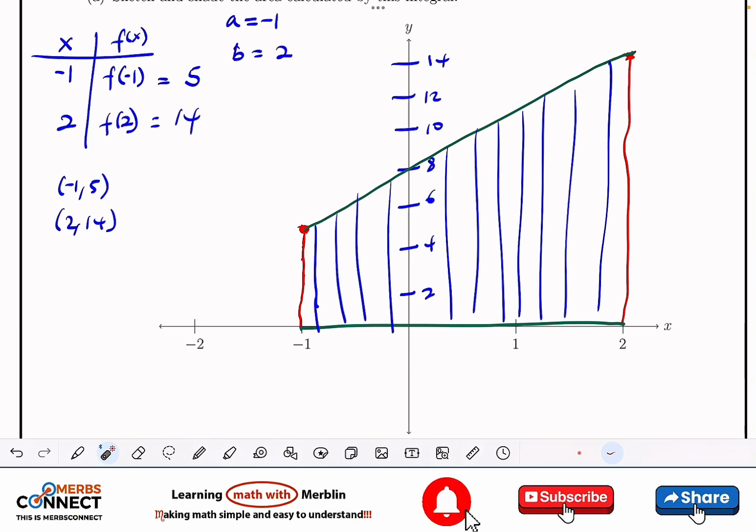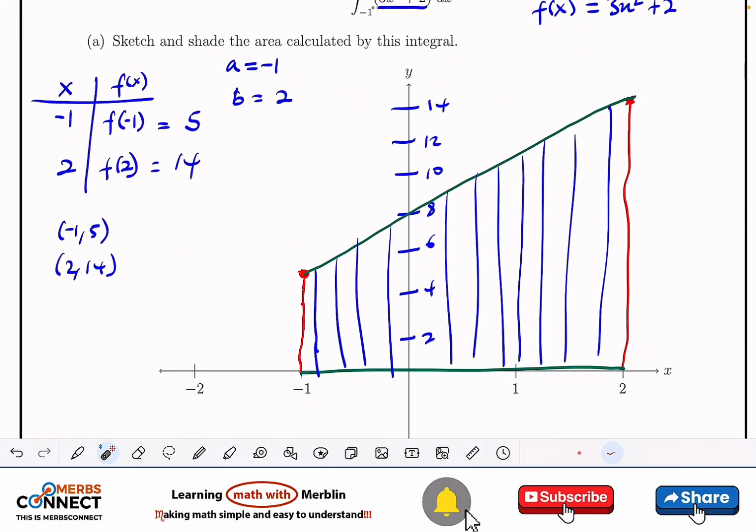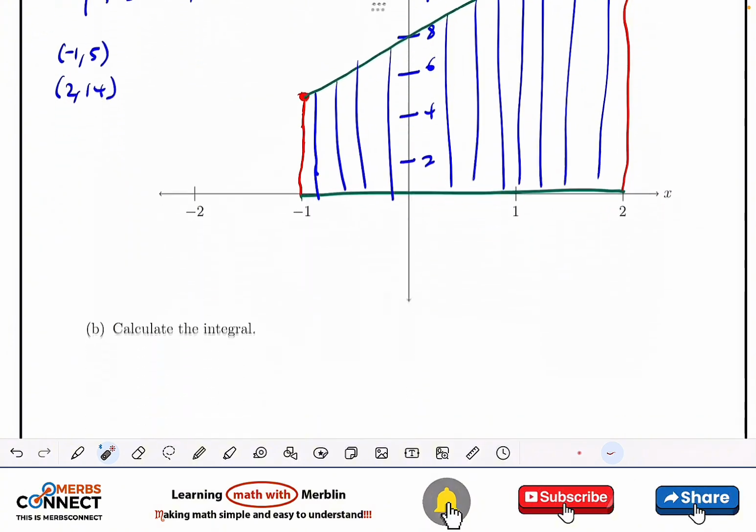So remember, if you want to do this, you can use either dividing this one into 2 to having A and B, or A1 and A2, and then you do it. Right. So this is the first question. Sketch and shade. So we're able to do that.